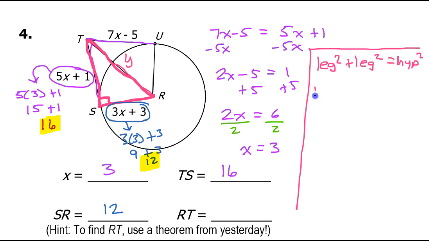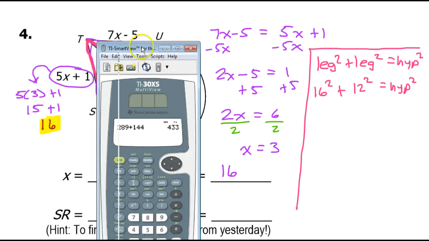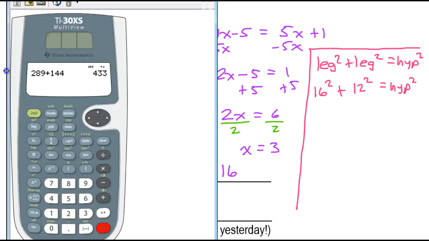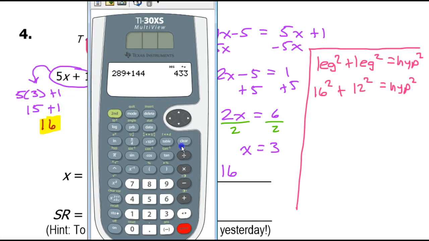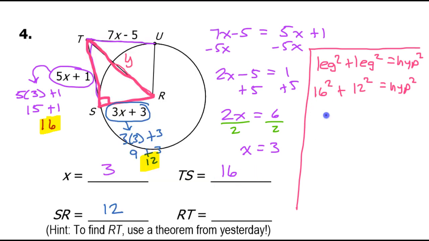Okay, so in this case that means 16 squared plus 12 squared is equal to the hypotenuse squared. All right, let's get some calculator action in here. Let's cut to the chase. 16 squared plus 12 squared, that's 400. So 400 is equal to the hypotenuse squared.